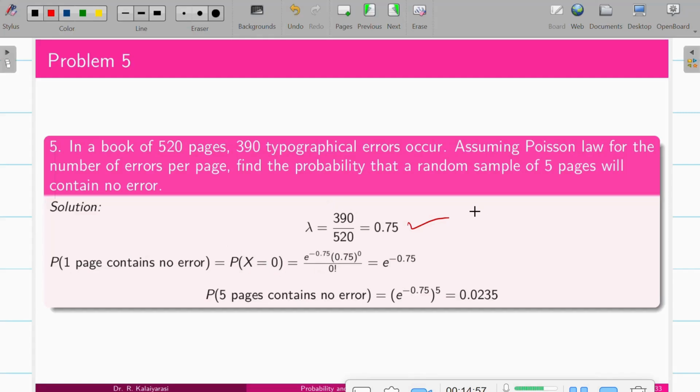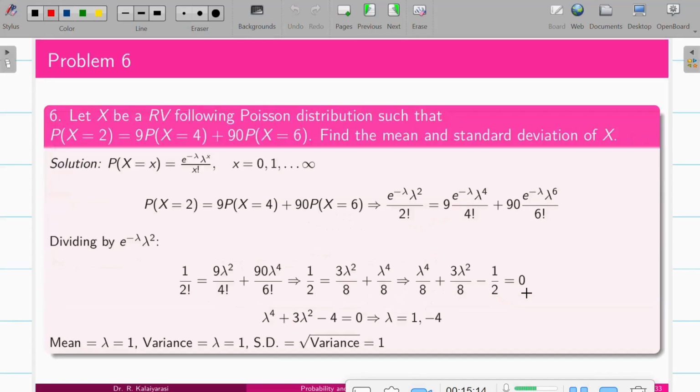Substitute all the values into your Poisson distribution, e power minus lambda, lambda power x by x factorial. Here x is 0, right? So substitute accordingly so that you will find the value for 1 page. If it is for 5 pages, just multiply it, so that makes the power of 5. That's it, right?